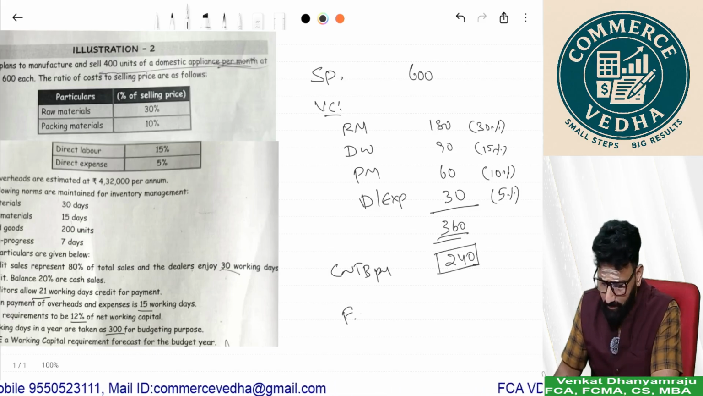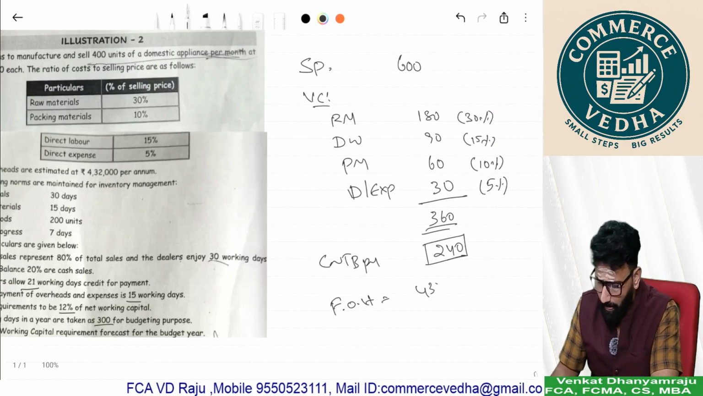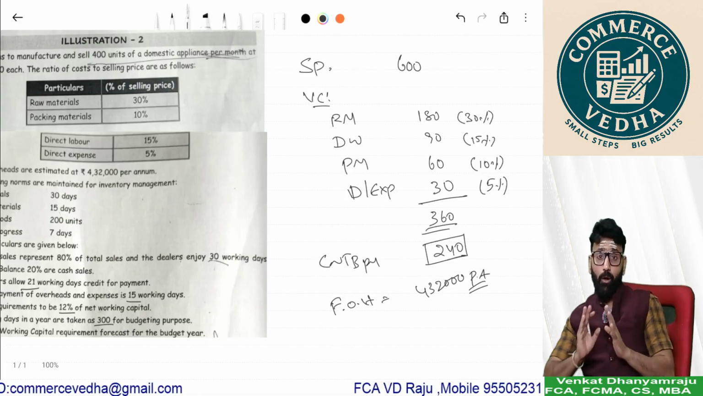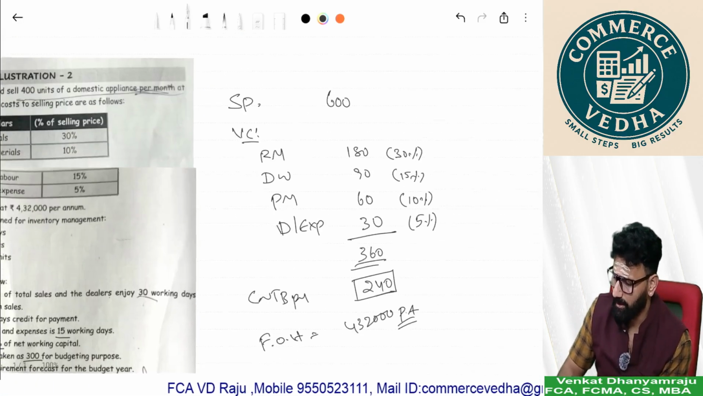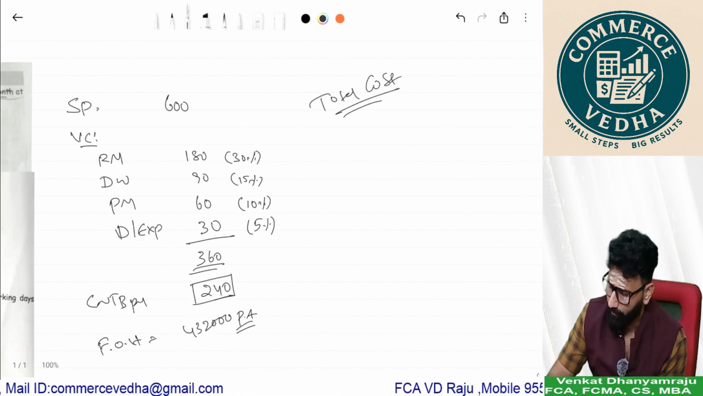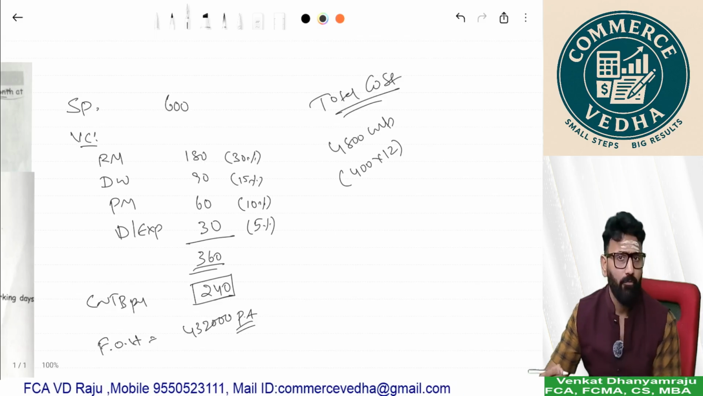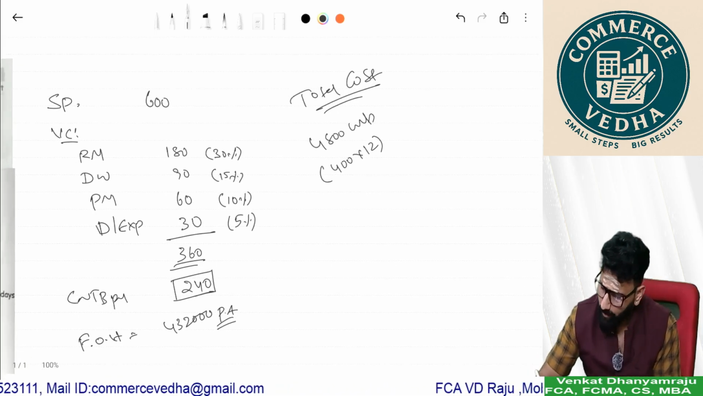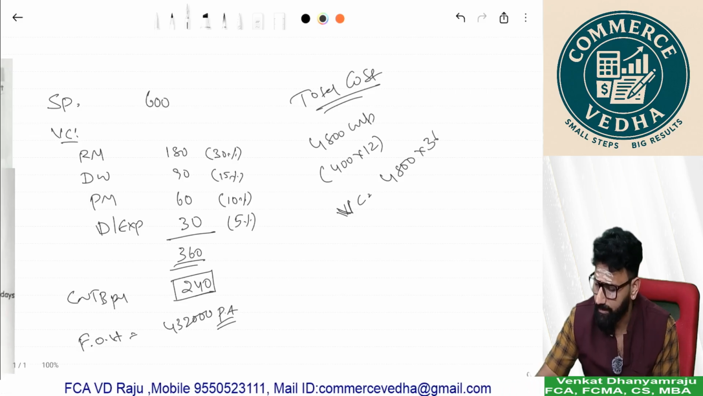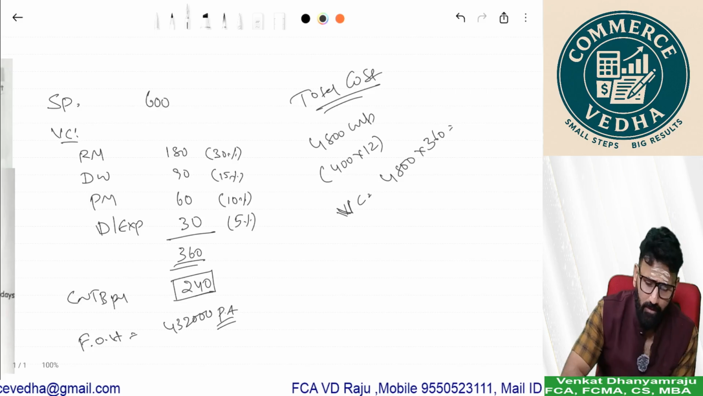and fixed overheads is given as 4,32,000 per annum. So we should be very clear in computing the overall cost here. Now if I say overall cost, here the total cost of 4,800 units, how is it? 400 into 12, 400 per month, 12 months. Now variable cost is 4,800 into 360, which is 17,28,000.